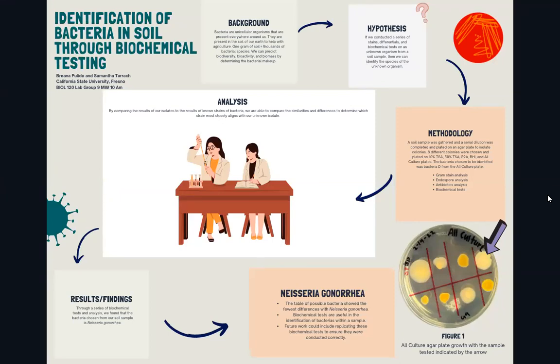And we are going to present our presentation, the identification of bacteria in soil through biochemical testing. So bacteria are unicellular organisms that are present everywhere around us. For this lab, we use soil, and 1 gram of soil can contain thousands of bacterial species. Through testing soil, we can predict biodiversity, bioactivity, and biomass.